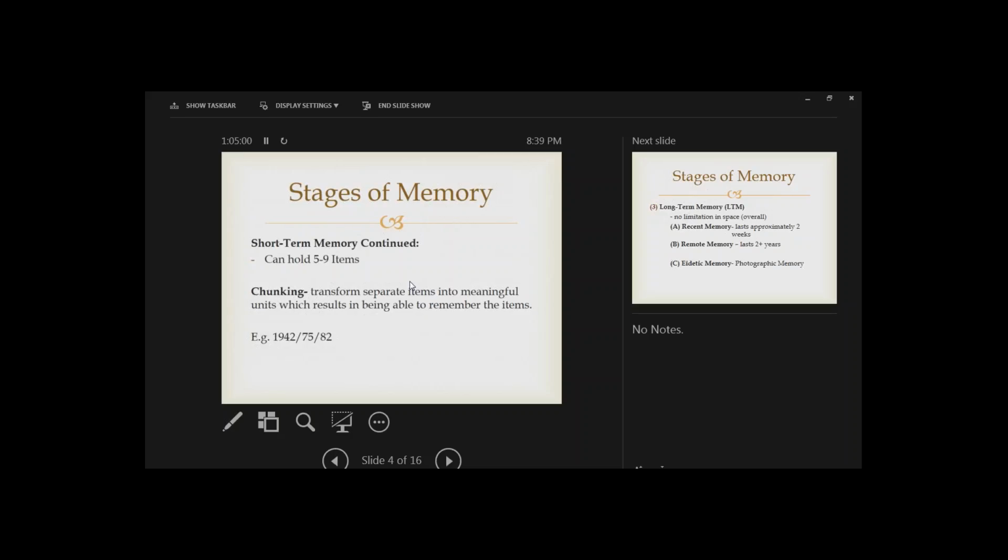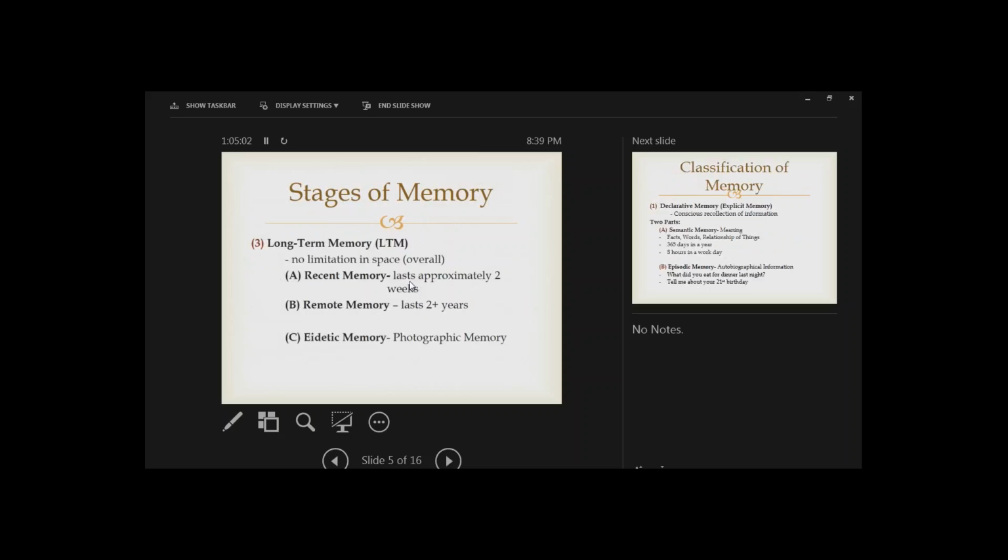Now, what happens, and I'll tell you in a minute, is after we go from sensory, which is only about 4 seconds, into short-term memory, which is 30 seconds, now into long-term memory. Long-term memory has no limitation in space or size of what it can handle overall.